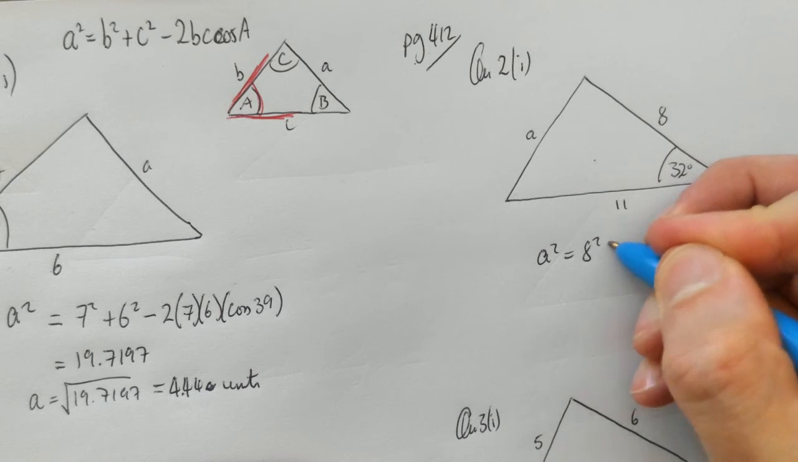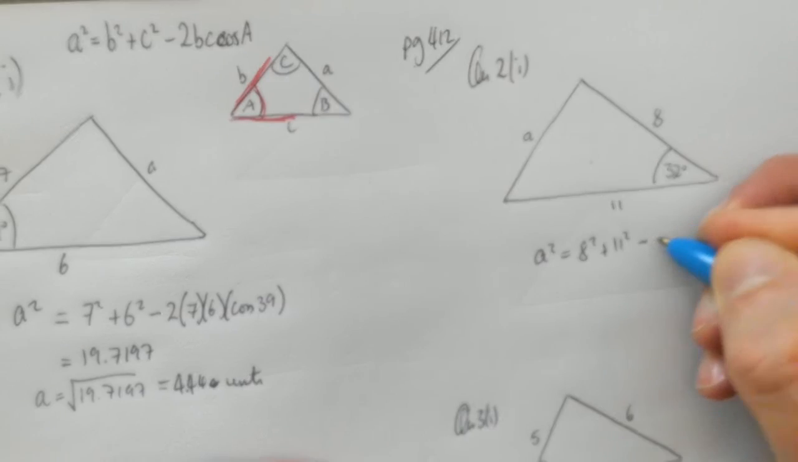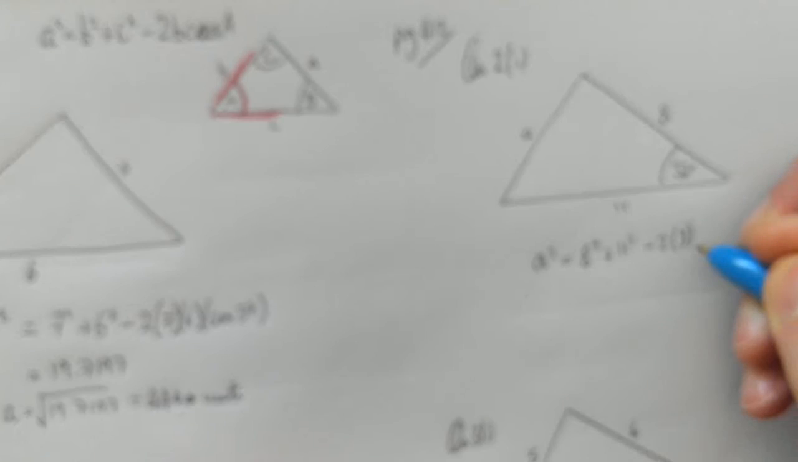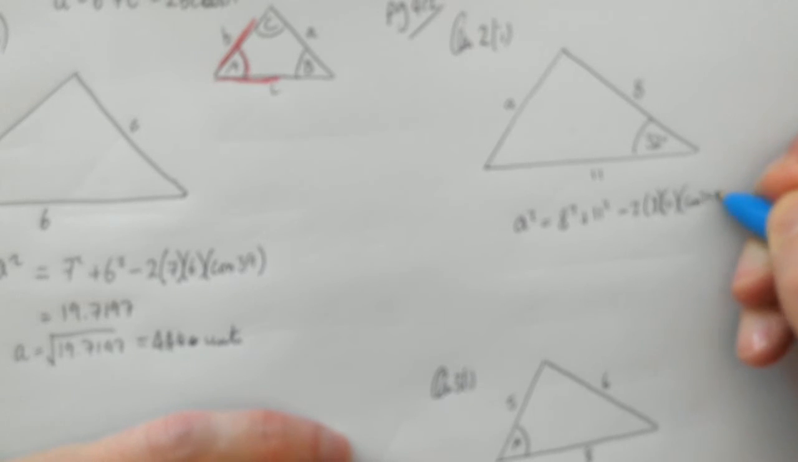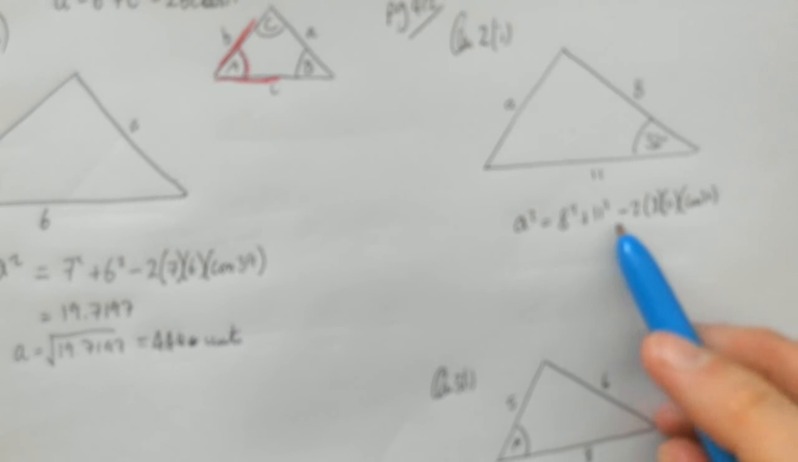It's going to be 8 squared plus 11 squared minus 2 times 8 times 11 times cos 32. Okay, and then we get the square root of that. Come on, camera.